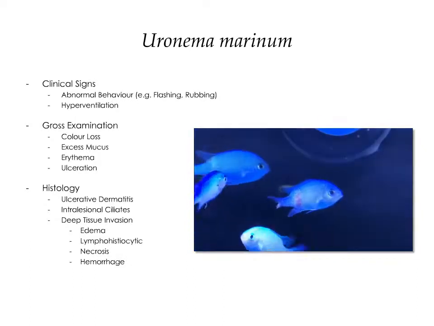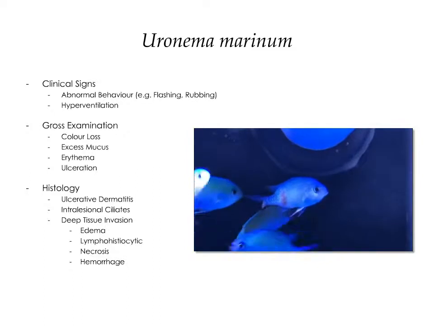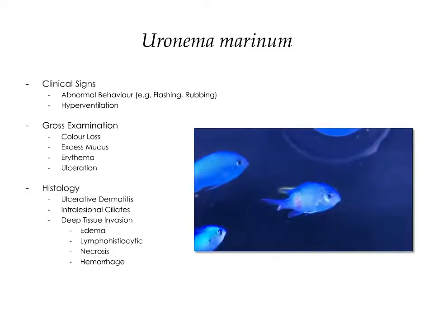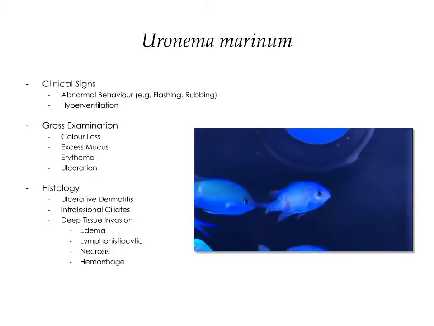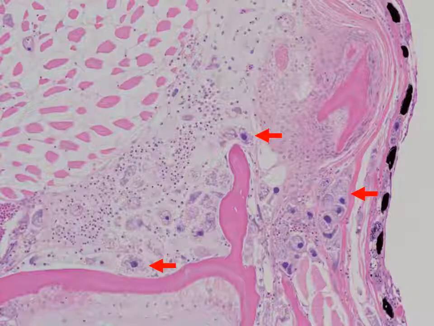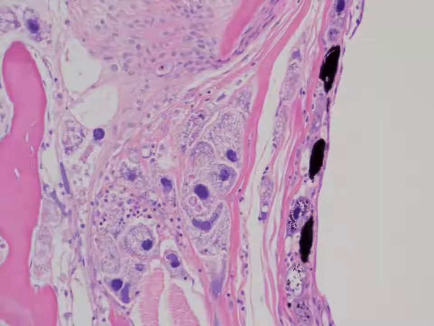The animation on the right is an example of a fish with uronemiasis. You'll notice that the fish is hyperventilating. If you look closely, you'll also find an area of ulceration along the caudal aspect of the body. Within sections of the skin and subcutis, there are large numbers of ciliated protozoa invading deep within the tissues. Protozoa are labeled in red. Invasion is associated with hemorrhage, edema, and lymphohistiocytic inflammation. On closer examination, you'll notice the parallel rows of cilia that define members of the group Holotrichia.